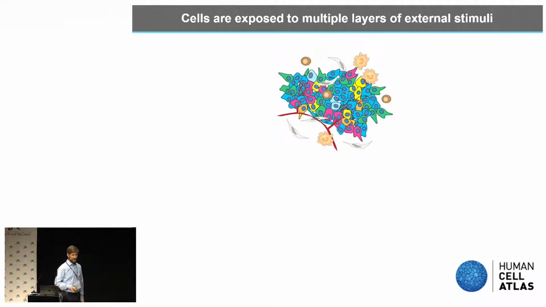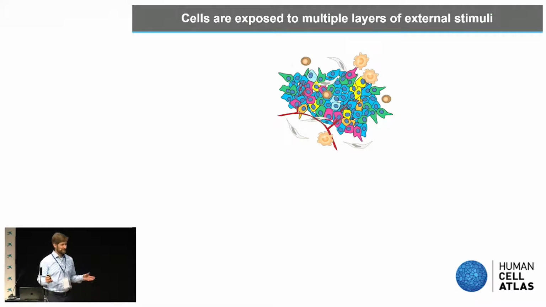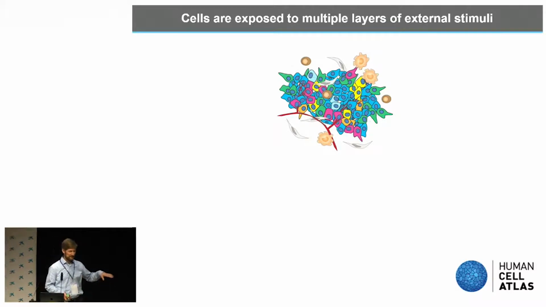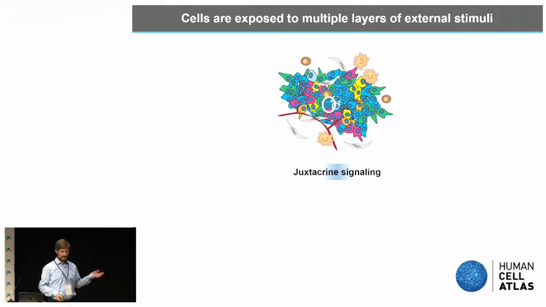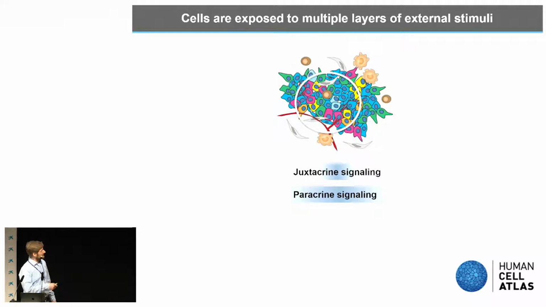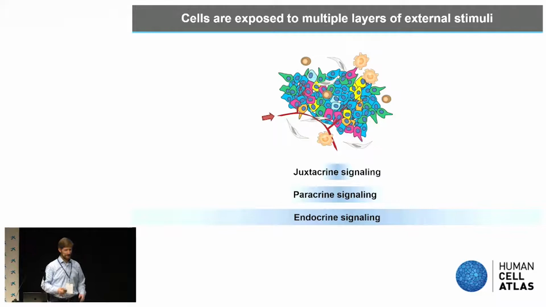So before I go into the different methods, I just quickly want to stress why it is so important to have spatial information. In our body, obviously, each cell is a function of multiple layers of external stimuli. So there's the direct cell-to-cell contacts that provide information, then there's signal processing across several cells, and then of course there are also systemic processes such as endocrine signaling.